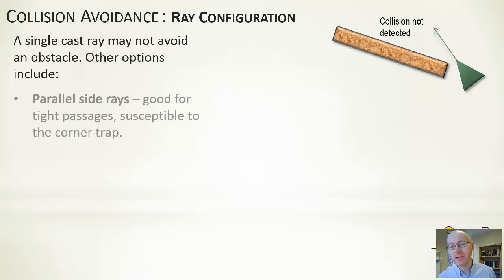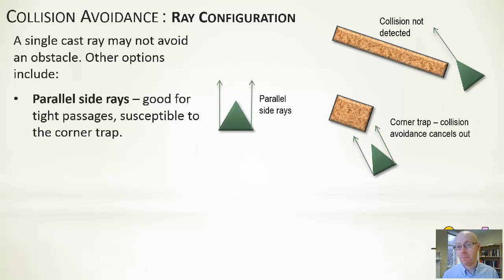There are different ways of getting around this. One is to use parallel side rays. So you go to the extents of the object and you cast rays, not from the center, but from either side of it. And that will avoid, for example, the situation we had here, but it's susceptible to what's known as the corner trap, though you can detect that and take some corrective action if need be.